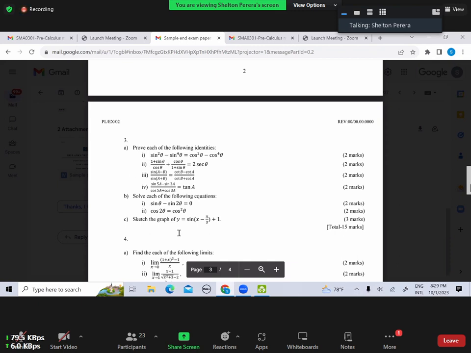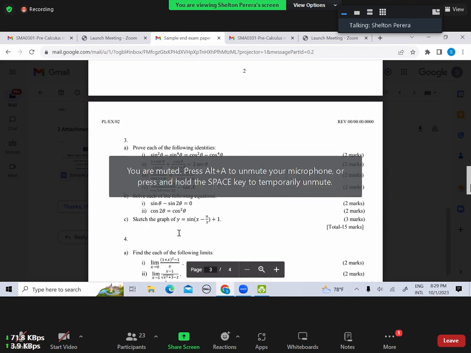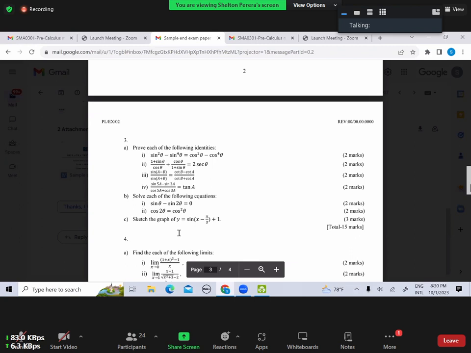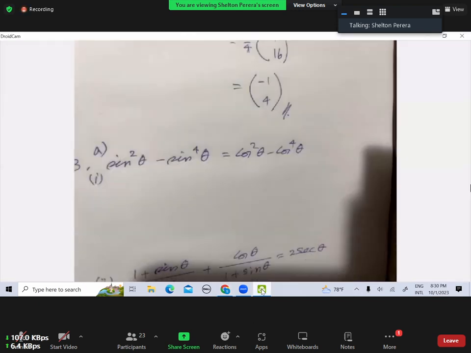Part 1. The second one, I'll write that way: 1 plus sine theta, this problem we did in class I think, divided by cos theta, plus cos theta divided by 1 plus sine theta, is equal to 2 sec theta. Okay, we'll first discuss those two. This is what you need to prove.